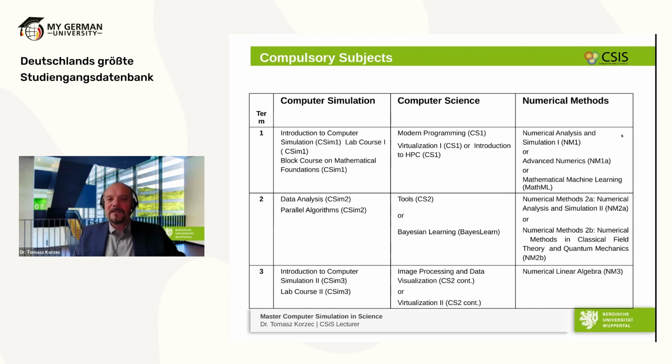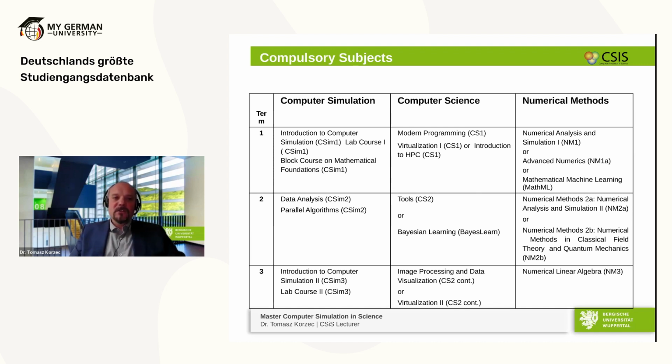And finally, this 3rd family is more mathematical. It's numerical methods, but with a deep theory. The courses here are numerical analysis and simulation, or advanced numerics, or mathematical machine learning in the 1st semester. Then in the 2nd, you again have a choice between numerical methods 2A, which is numerical analysis and simulation, or numerical methods in classical field theory and quantum mechanics. And in the 3rd term, there is numerical linear algebra. So this is what everybody has to do.